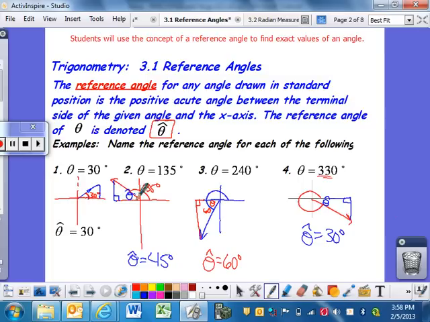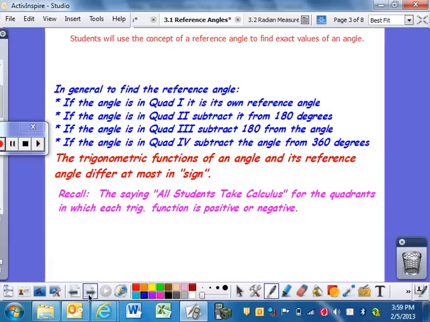For any first quadrant angle, it's its own reference angle. Second quadrant, you will subtract from 180. Third quadrant, figure out what you need to add past 180. Fourth quadrant, I can subtract from 360 and figure out my reference angles. Okay? This is what I just talked about. In general, to find it, first quadrant, it's its own reference angle. You subtract from 180, subtract 180 from the angle, subtract the angle from 360, or you can just use logic to where you're pictured at.